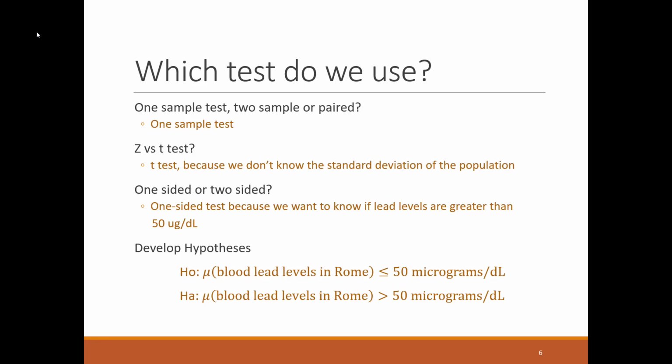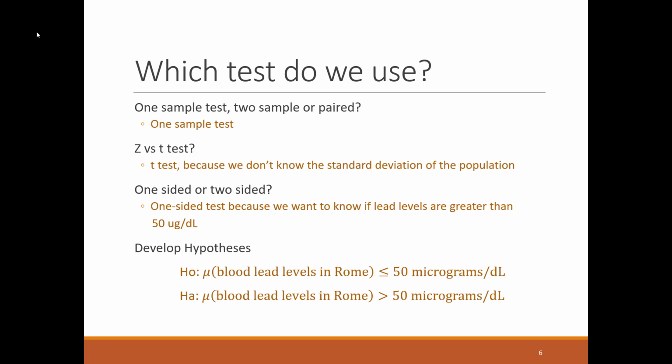What would a two-sample test look like? That would be if we were to compare blood lead levels of taxi drivers in Rome to, say, Paris, right? Two independent samples. A paired test would be looking at blood levels of the same taxi drivers before and after, say, some intervention, so the adoption of some air quality policy. And then we would measure blood lead levels before and after the policy to see the difference.